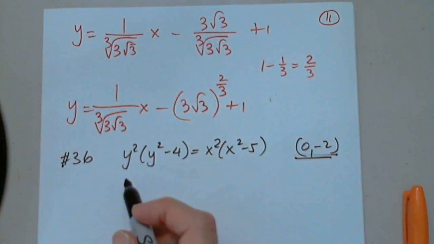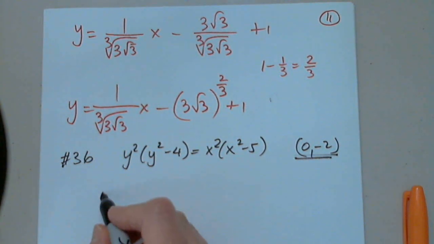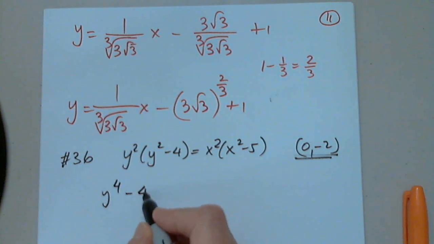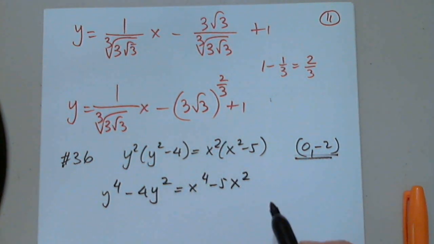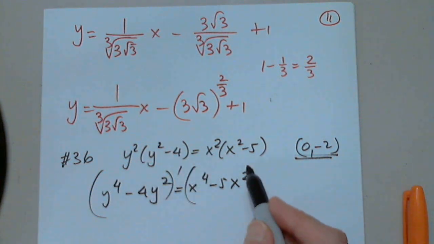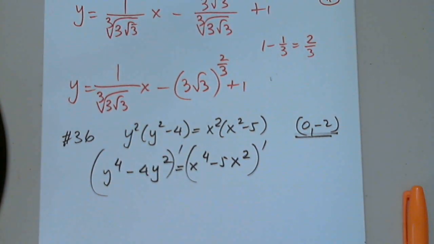Good. Of course I will distribute. I'm not going to use the product rule if I can distribute. So y to the fourth minus 4y squared equals x to the fourth minus 5y x squared. So then of course I'm applying the operator to both sides. Let's see what we get.